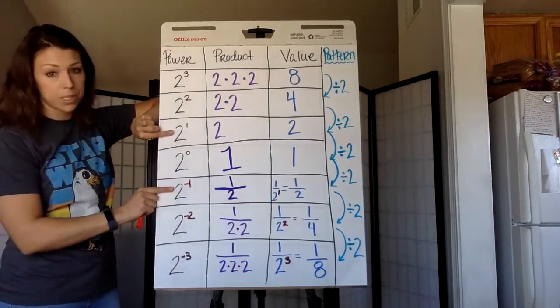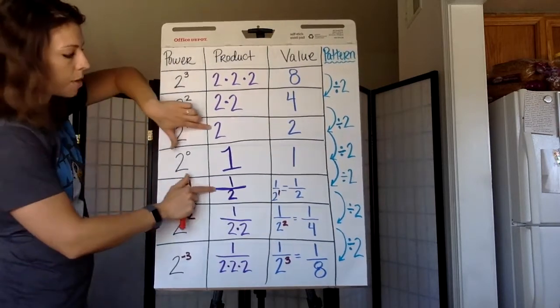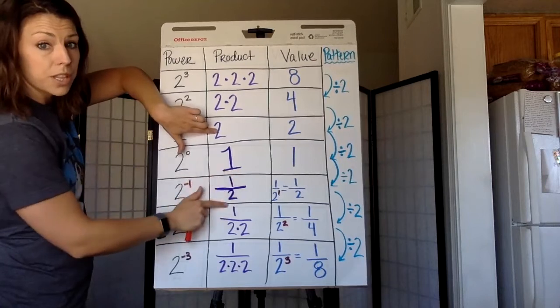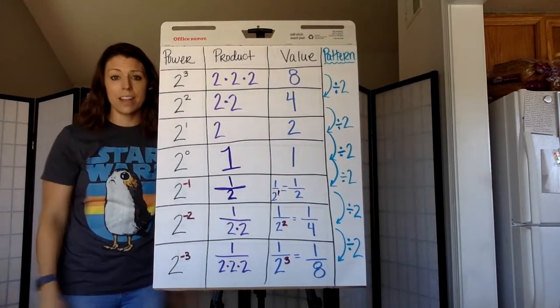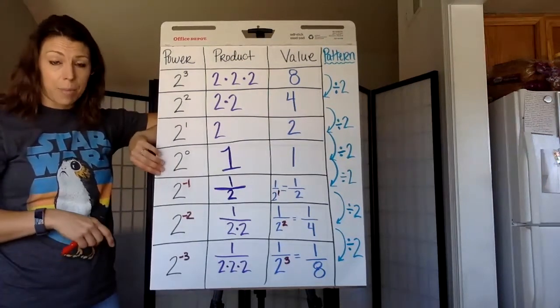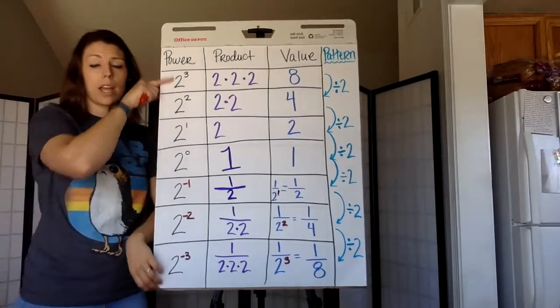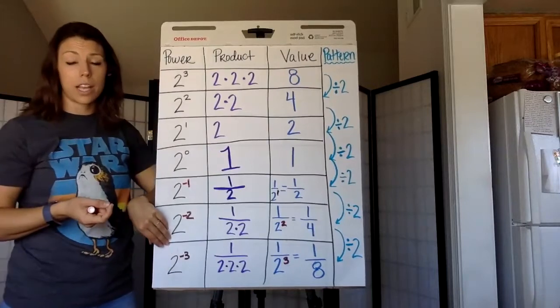2 to the 1st is the reciprocal of 2 to the -1st, because 2 to the 1st is 2, and 2 to the negative first is 1/2. Those are reciprocals of each other. I know, it's totally crazy, right? We're going to look at another example, but this time when our powers start in the denominator.